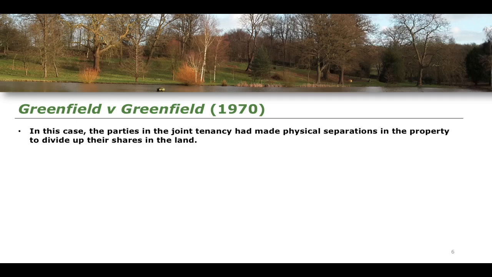Fundamentally, in this case, the parties in the joint tenancy had made physical separations in the property. So what they had done was they divided physically their shares of the land. Now, you might think that this is actually sufficient to imply, through either mutual agreement or mutual conduct, that there is a severance of the property.